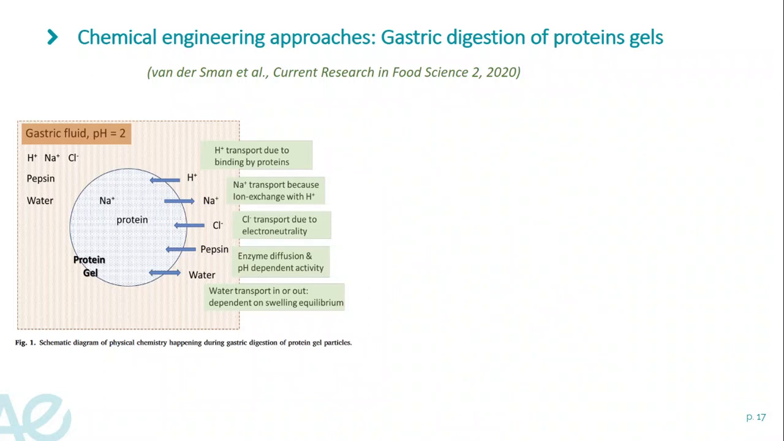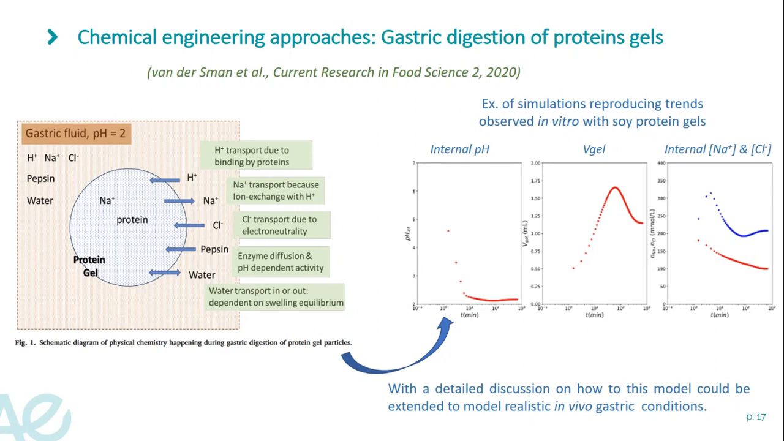Here is a second example on the gastric digestion of protein gel by Van der Smaan, very recently. Just to show you that beyond acid and enzyme diffusion, we can also consider all the ions, so sodium, chloride, etc. This type of modeling is common to several groups. Here are examples of simulations reproducing trends observed in vitro with soy protein gel, where we can see the internal pH evolution, the volume of the gel particles that can swell or shrink, and also the internal concentration in salt. There is also a detailed discussion in that paper on how this type of modeling could be extended to model realistic in vitro gastric conditions.